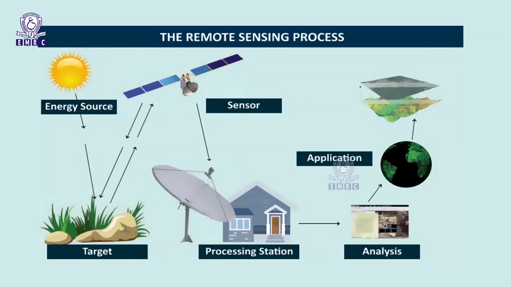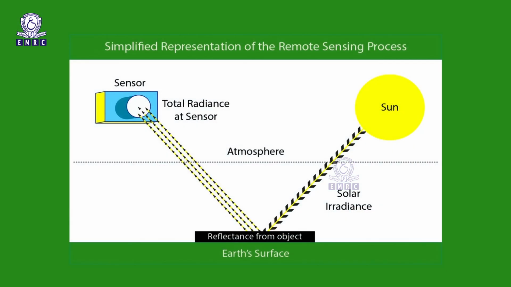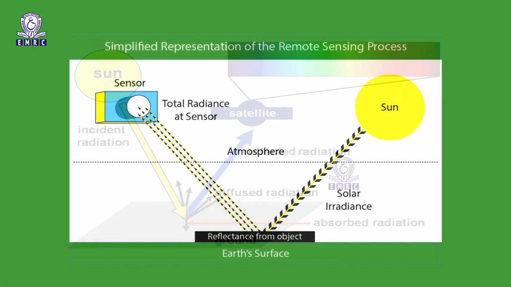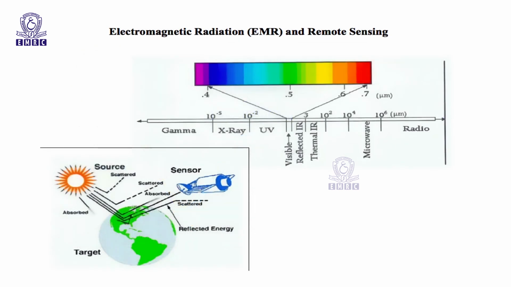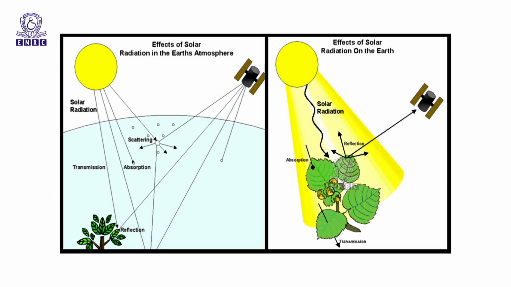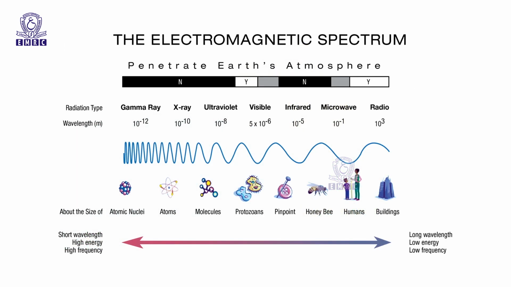Summary. The first requirement for remote sensing is to have an energy source to illuminate the target, unless the sensed energy is being emitted by the target. This energy is in the form of electromagnetic radiation. All electromagnetic radiation has fundamental properties and behaves in predictable ways according to the basis of wave theory. The electromagnetic radiation extends over a wide range of wavelength. The entire range of radiant energies is called the electromagnetic spectrum.